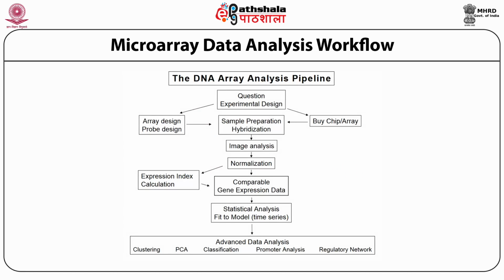The microarray DNA data analysis pipeline. This is an outline of the different things we normally do during our microarray experiments. We have a particular experimental question, and for that we design an appropriate experiment, then we do the sample preparation, buy the chip or array, and hybridize the RNA after labeling it with a particular dye on this array. What you get is bunches of dots, as shown in the earlier slides, and that is what the image analysis portion deals with.